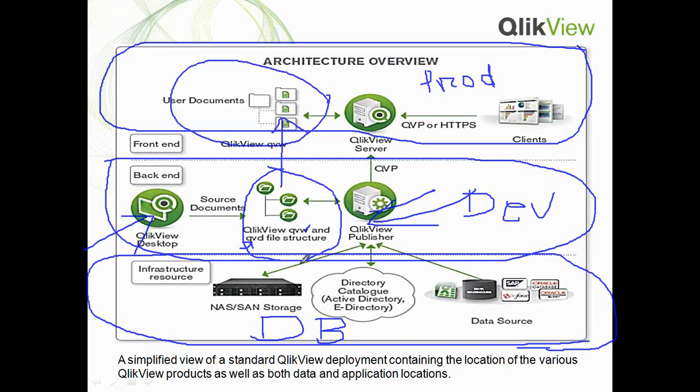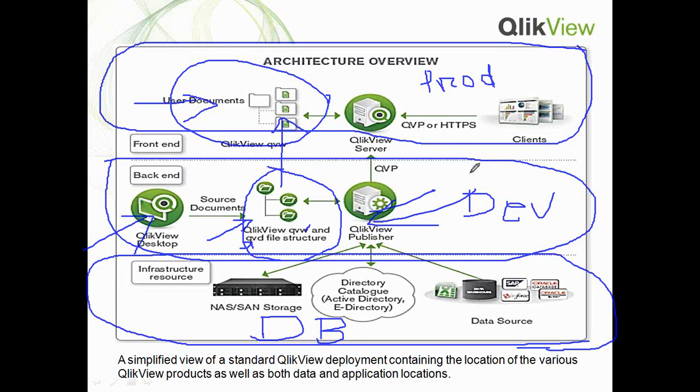Okay, these are called source code. Here, this will be called user document. In the production server, this same source code will be called a user document. There would be a tab in QlikView server called the user document tab. Inside that tab, you would be able to see all your source documents, right?